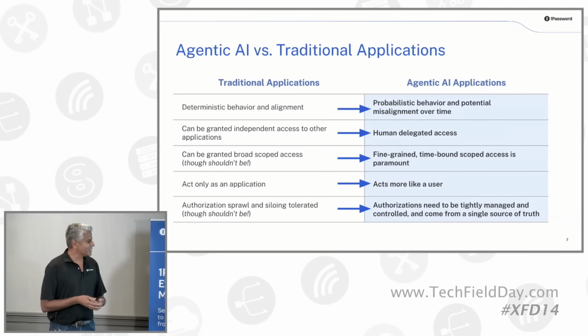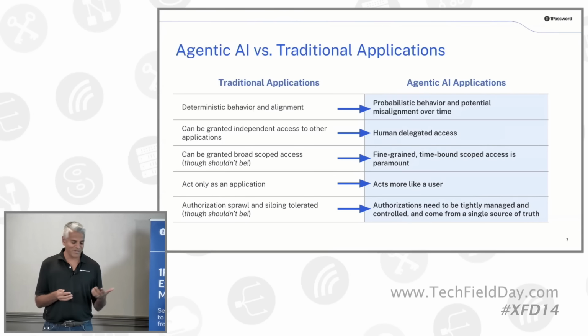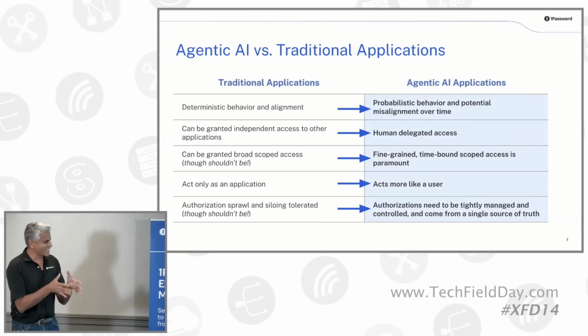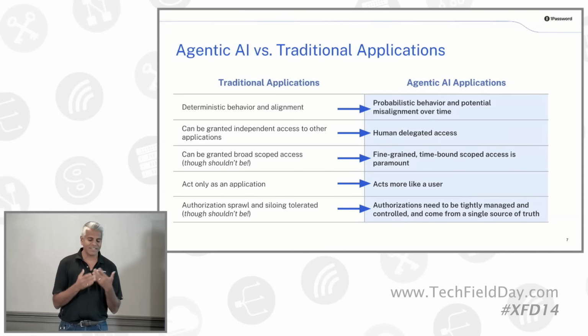The third is that with traditional apps we're typically granted broad scoped access, even though we probably shouldn't have been. But with agentic AI, the analogy a colleague told me about was, it's like a toddler with a hammer running around. You really want to keep an eye on it and limit its access. So fine-grained, time-bound, scoped access is really, really important with agentic AI. And then this is probably the punchline here, right? Traditional applications behave like applications. But agentic AIs scramble this a little bit. They're actually kind of like users.